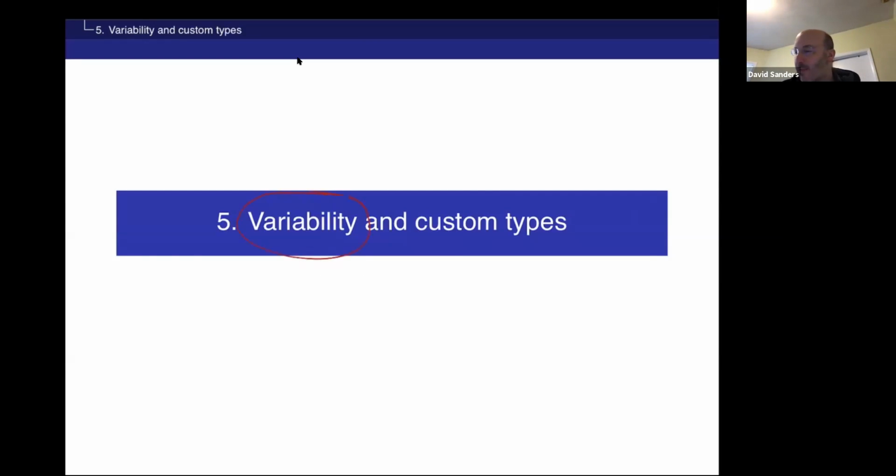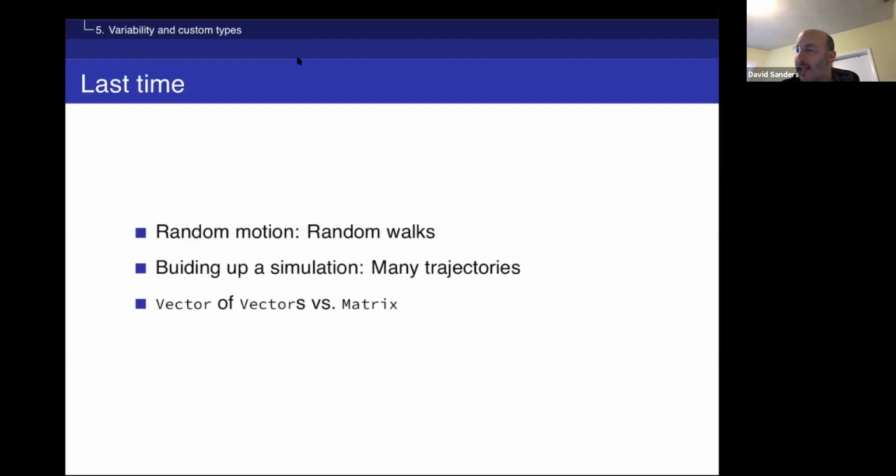Okay, so before we do custom types, we have to talk about variability. How variable is a random variable? It's called a random variable because its values vary, its outcomes have some range of possible values, and so we want to know, well, how big is that range?